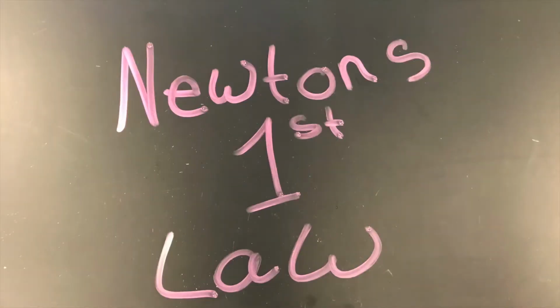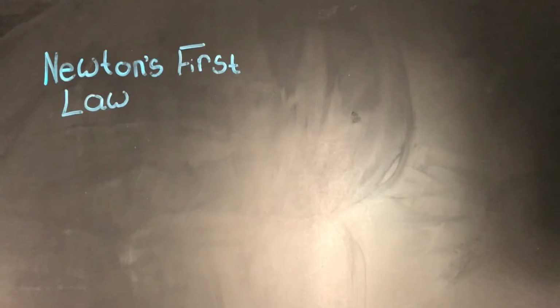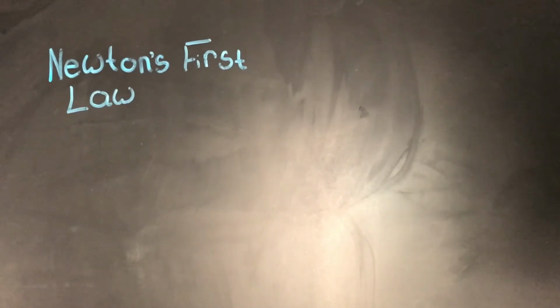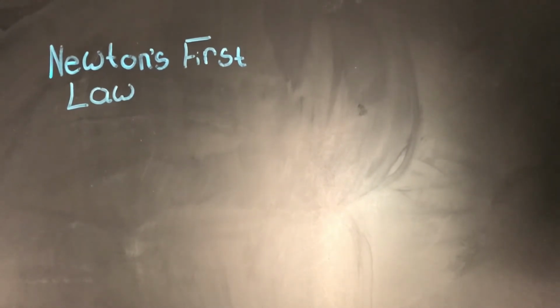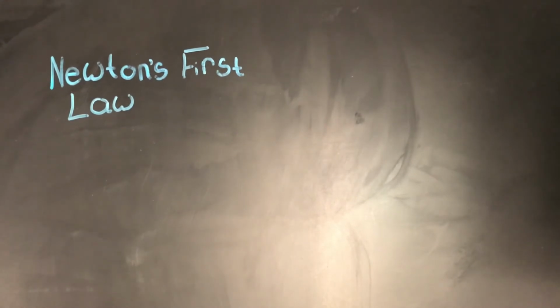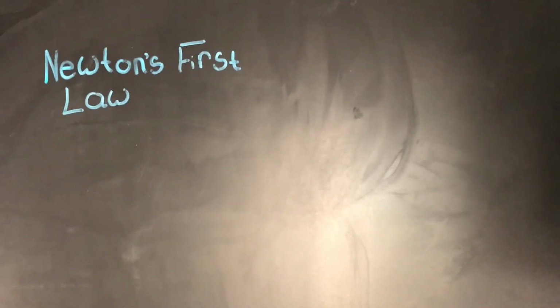Newton's first law. Newton's first law states an object at rest remains at rest and an object in motion remains in motion with the same velocity unless acted upon by an unbalanced force. It is the natural tendency of objects to resist changes in their state of motion. This tendency to resist changes in their state of motion is described with the term inertia.